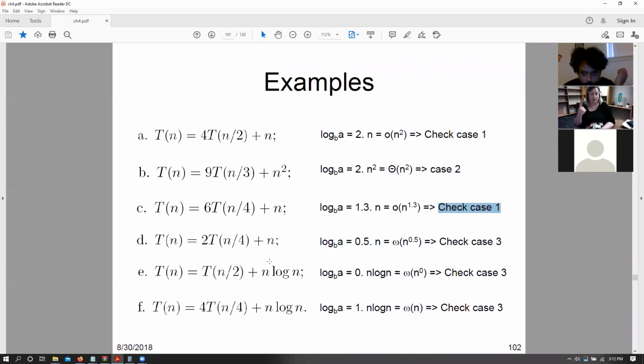And so I'm not going to go through all of them, but let's do a few cases for case 3. So here we have 2T of n by 4 plus n. Log base b of a gets you 0.5, which is n dominates little omega of square root of n. So again, case 3 applies. Similarly, here we have log base b of a equals 0. So n log n will always dominate omega of 1. So case 3 applies, right?